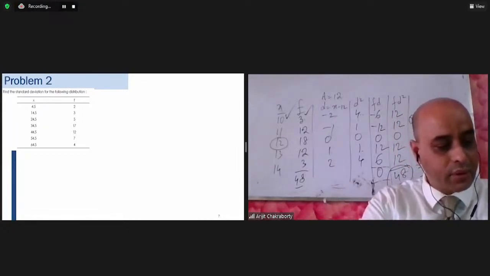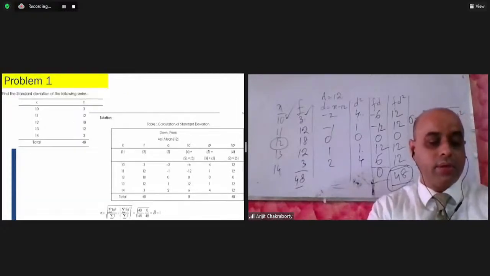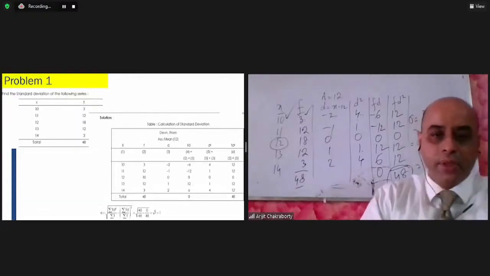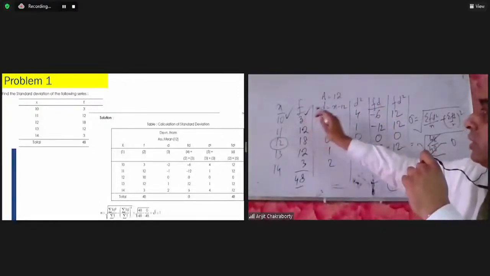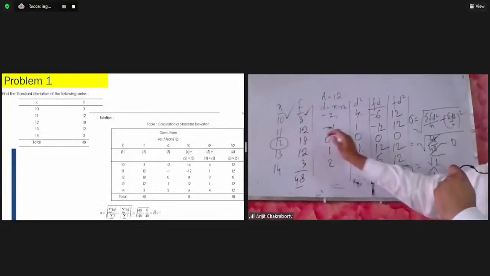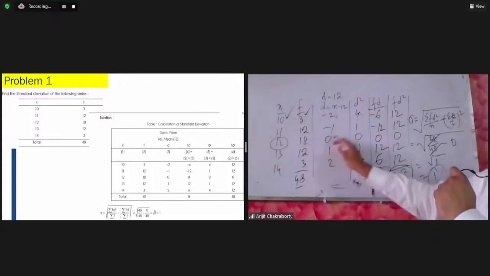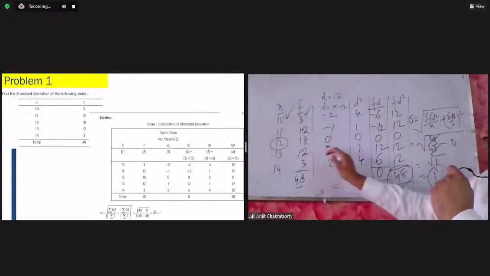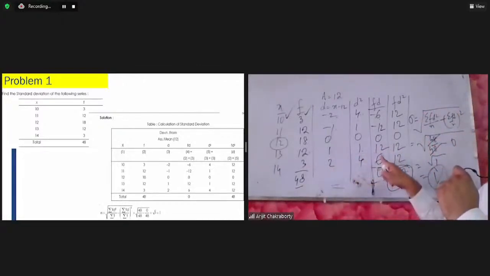Ankit is asking, please repeat which part? FD. Ankit, please note, FD is F into D, frequency into D. So 3 into minus 2 is minus 6. 12 into minus 1 is minus 12. 18 into 0 is 0. 12 into 1 is plus 12. And again, 3 into 2 is 6.